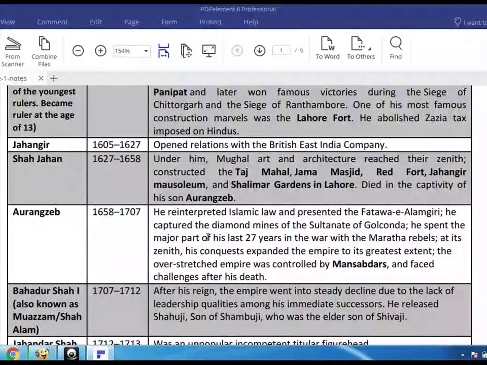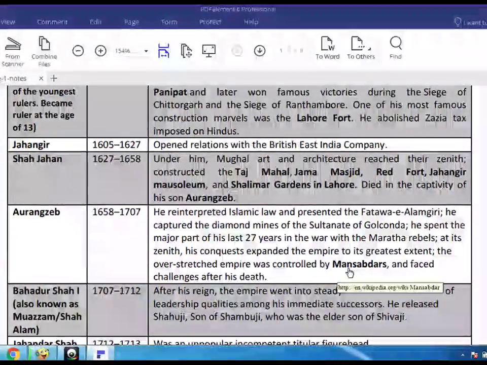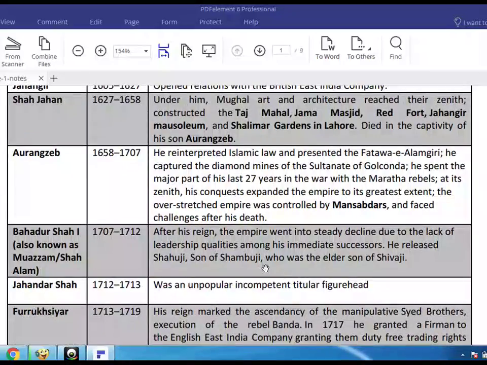Aurangzeb, 1658 to 1707. He reinterpreted Islamic law and presented the Fatawa-i-Alamgiri. He captured the diamond mines of the Sultanate of Golconda. He spent the major part of his last 27 years in the war with the Maratha rebels. At its zenith, his conquests expanded the empire to its greatest extent. The overstretched empire was controlled by mansabdars and faced challenges after his death.